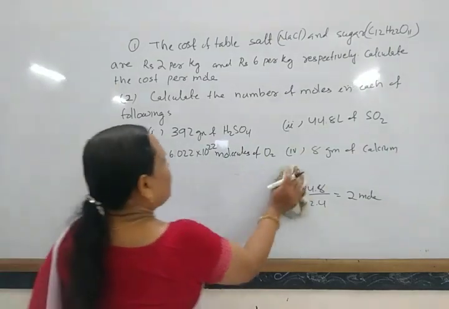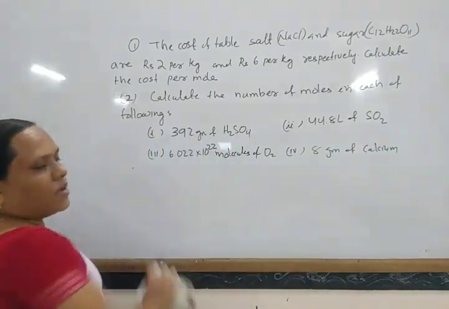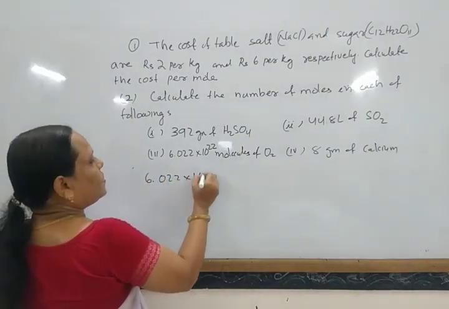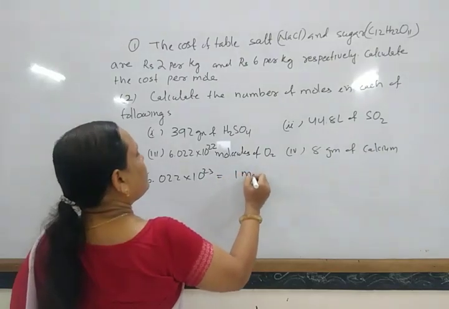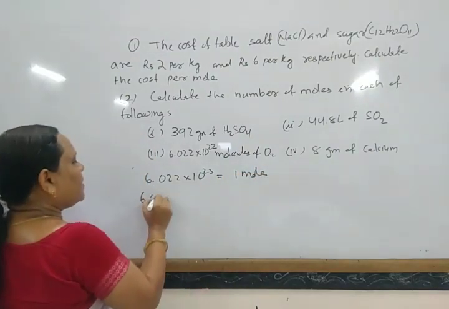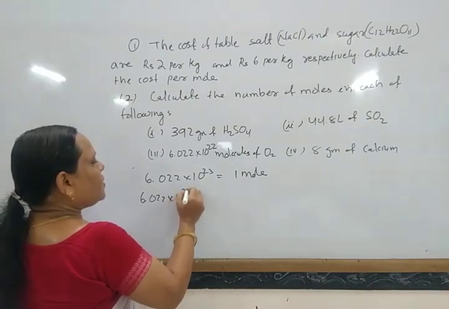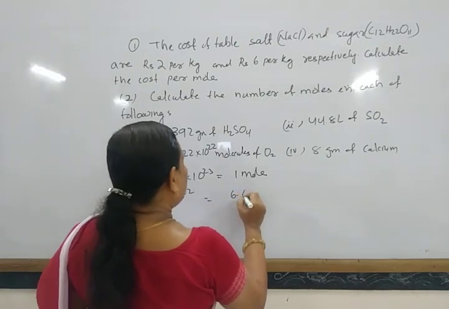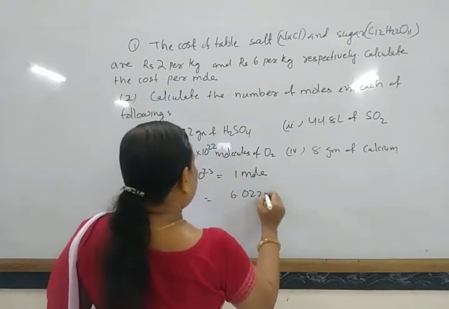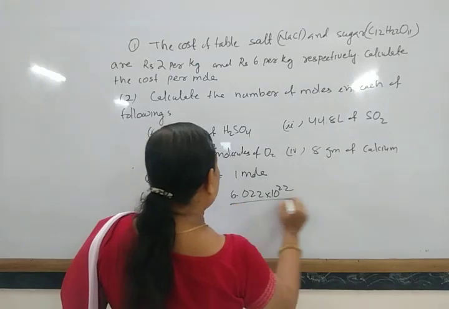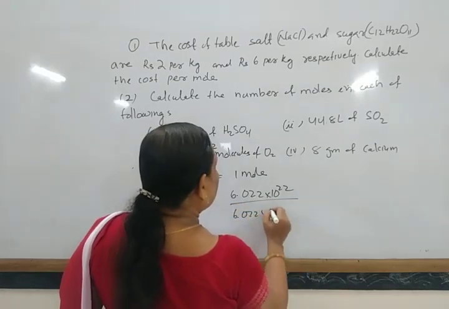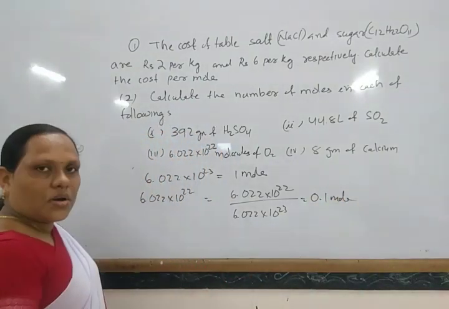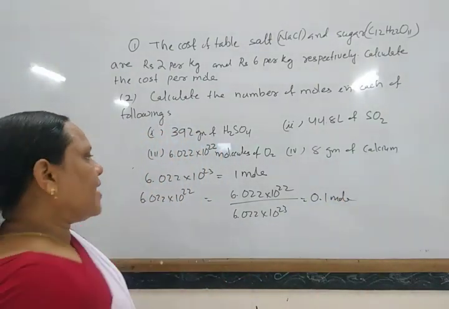Next, 6.022 × 10^22 molecules of oxygen. We know 6.022 × 10^23 equals 1 mole. Then 6.022 × 10^22 is the given number divided by this number, 6.022 × 10^22 by 6.022 × 10^23, that is 0.1 mole.